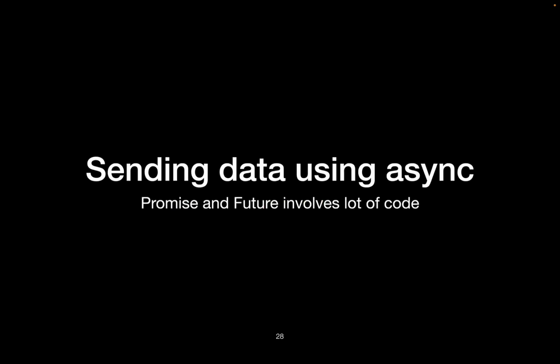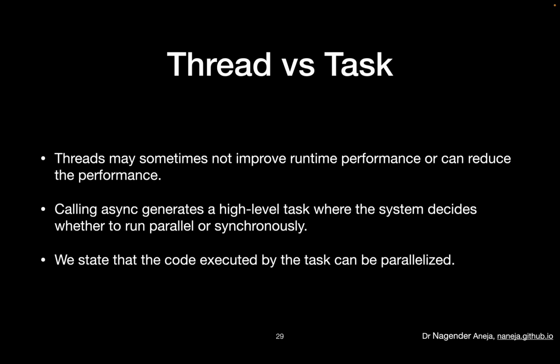So async is a different way. In async, we don't need to create the promise, we only get the future directly. The promise is created internally. So promise-future involves a lot of code. With async, we can simplify it further. And in async, we create tasks. We don't create threads. And we can control the concurrency.